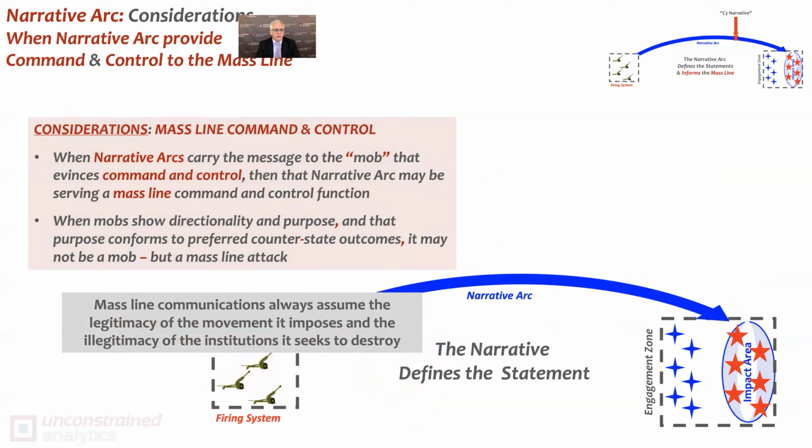So what are the considerations we can use before I give you a couple other examples? When narrative arcs carry the message to the mob that events is command and control, then that narrative arc may be serving a mass line command and control function. When mobs show directionality and purpose, and that purpose conforms to preferred counter-state outcomes, it may not be a mob, it may be a mass line attack. Mass line communications always assume the legitimacy of the movement it imposes. It doesn't have to be stated. And the illegitimacy of the institutions it seeks to destroy. They're destroying them because they've already decided America is illegitimate. And Americans who believe that can be targeted.